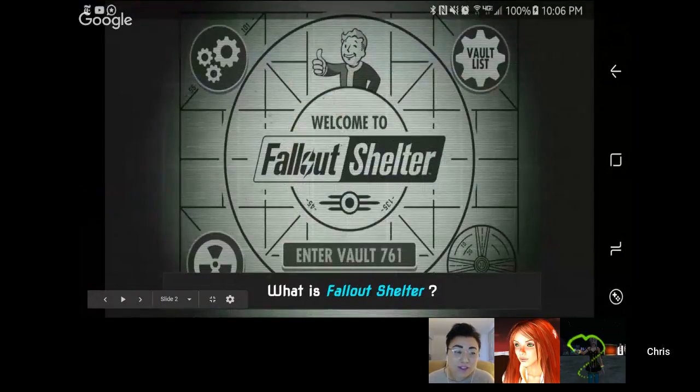Okay, so this is actually the starting screen when you get into the mobile game. It just says, welcome to Fallout Shelter. And I named my vault 761, which actually goes against the narrative of Fallout. It doesn't make sense as 761, but since it's a mobile game, I get to do that. Okay, so let's discuss what exactly is Fallout.